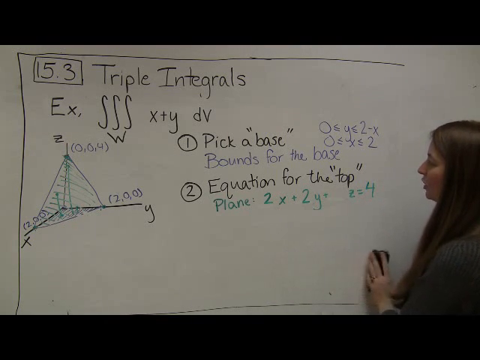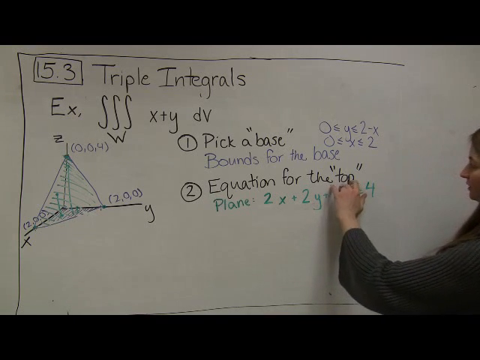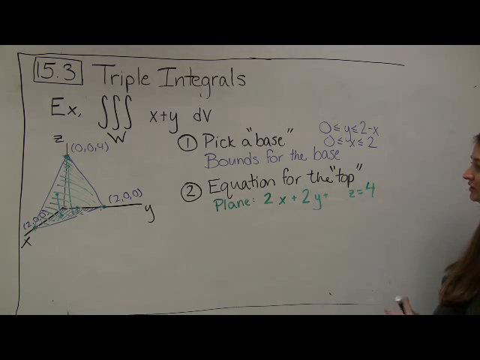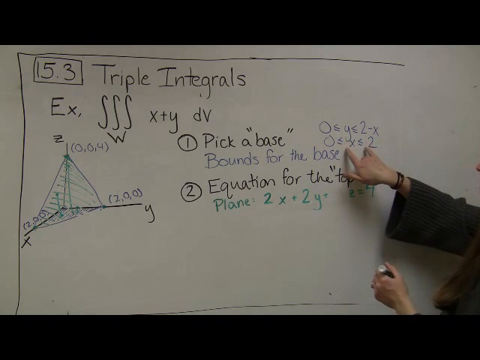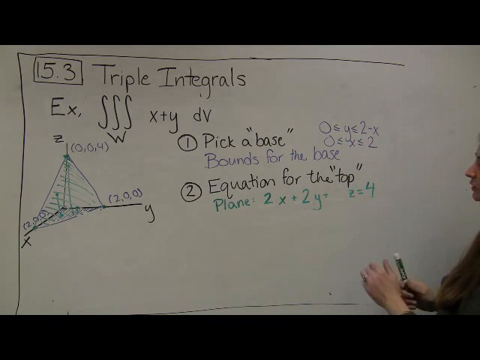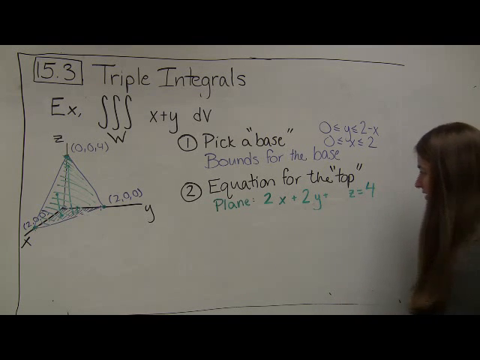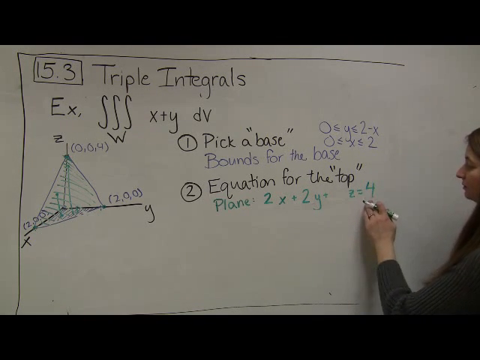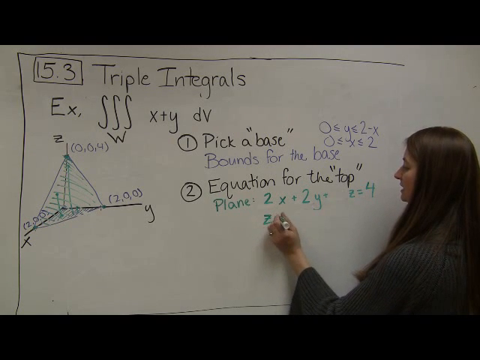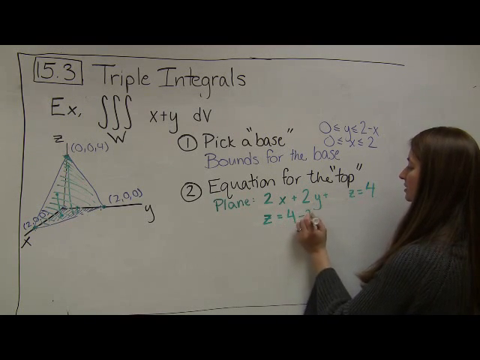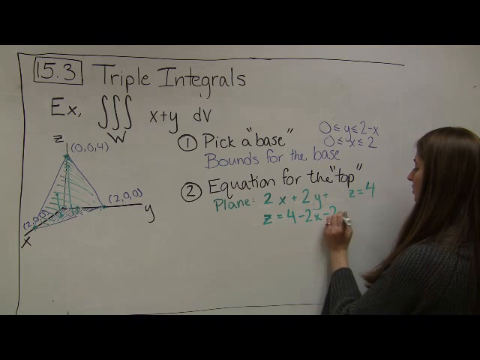So now that I have an equation for the top of this surface, I also need an equation for the bottom. And in this case, we have bounds on our x value, we have bounds on our y value, so this is going to need to be a bound on our z value. So my equation for my plane is given like this. I'm going to solve it in terms of z, and I find that z is equal to 4 minus 2x minus 2y.